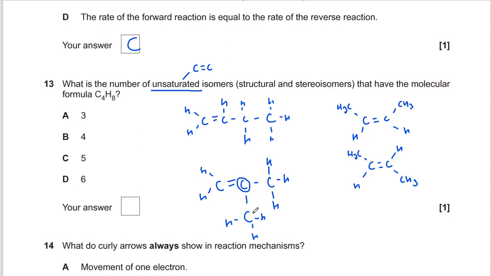So that's it then. There are 4 isomers in total. These are the 3 straight chains, and there is 1 branched isomer to go with as well. So your answer should be B.